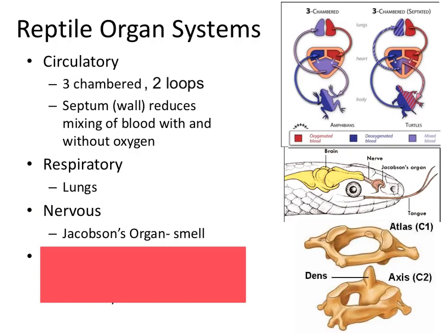As far as the respiratory system goes, reptiles are going to be strictly using lungs because they're living on land full-time now. And some unique structures in their nervous system is something called the Jacobson's organ, which allows them to have a really, really good sense of smell, and you can see how it's closely situated by the tongue.